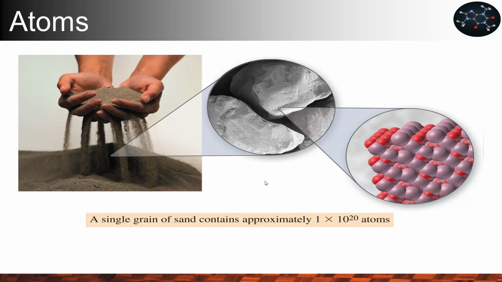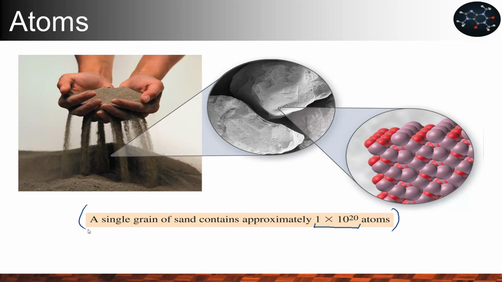So let's put a number on that. Let's take a grain of sand, okay, so an individual tiny grain of sand, and look at the atoms that are in that. Well, that tiny grain of sand has somewhere in the neighborhood of 1 times 10 to the 20th individual atoms of material present in that grain of sand.